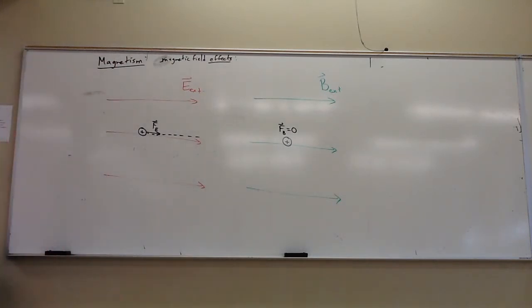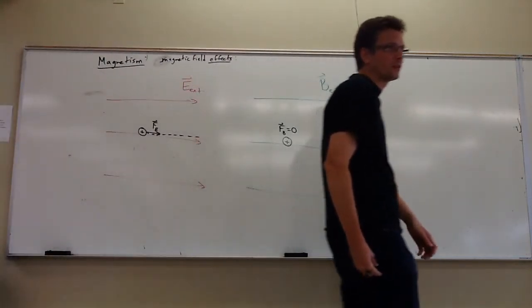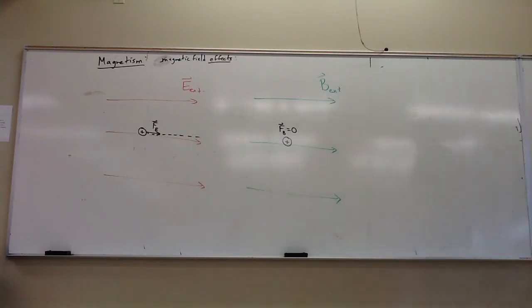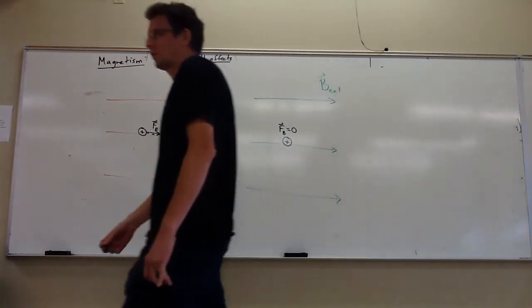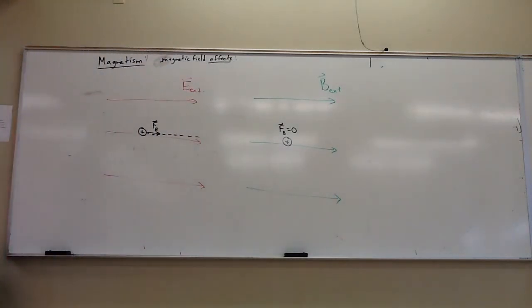So clearly we have a different animal here. The magnetic field has a very different effect on a particle than an electric field. All right, let's try some other ones, okay? Apparently, the magnetic field doesn't like particles at rest. It doesn't do anything to them. It doesn't have any effect on them. So apparently we have to have a charged particle moving, okay?